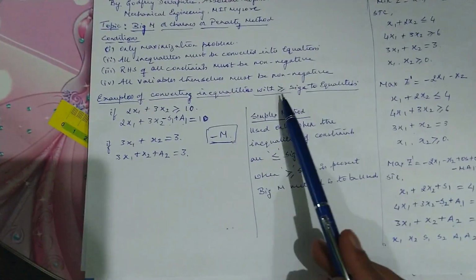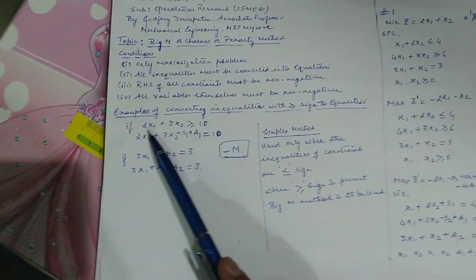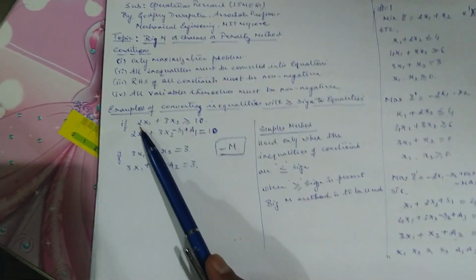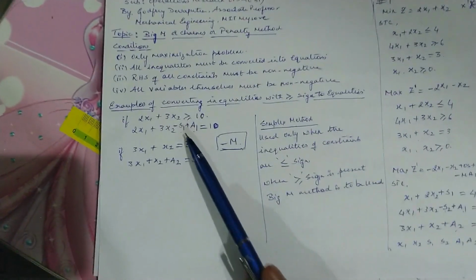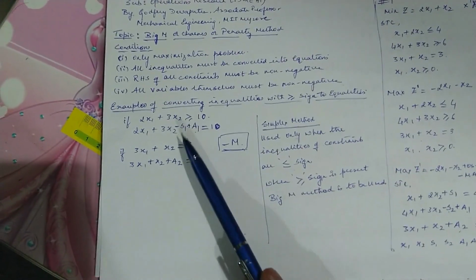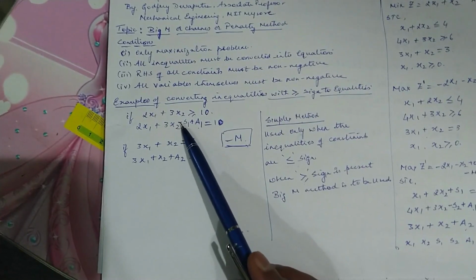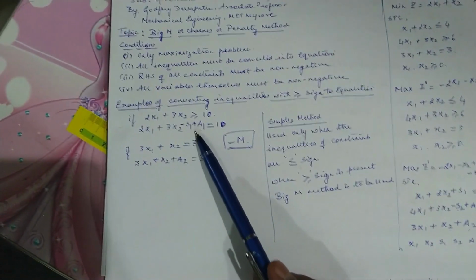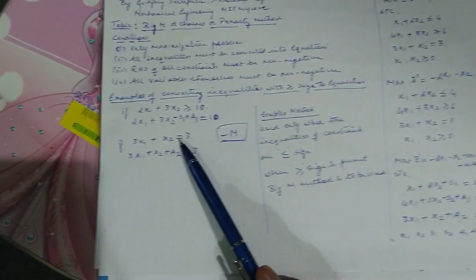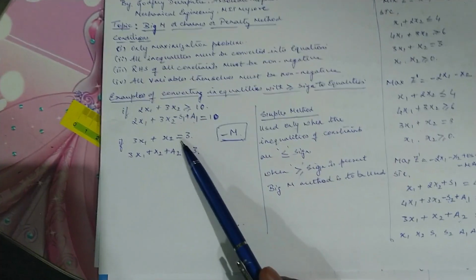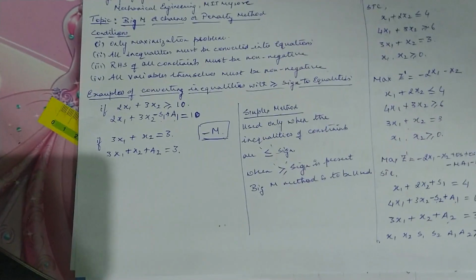Examples of converting an inequality with a greater than or equal to sign or an equal to sign into equalities is this. Say for example, if there is an inequality given in the form of 2x1 plus 3x2 is greater than or equal to 10, since greater than or equal to 10 is the inequality available here, in order to make the LHS equal to the RHS, I am supposed to subtract the surplus variable. But when we use a surplus variable, we are supposed to add an artificial variable. Similarly, when there is an equality already existing in the given question, we still add an artificial variable and bring it into the standard format.